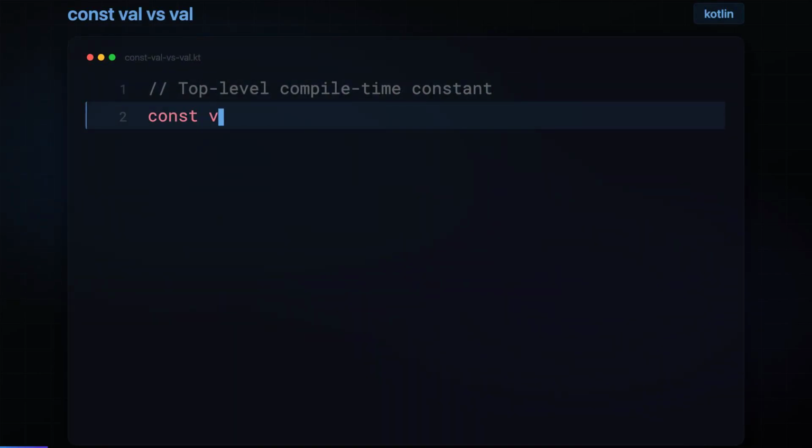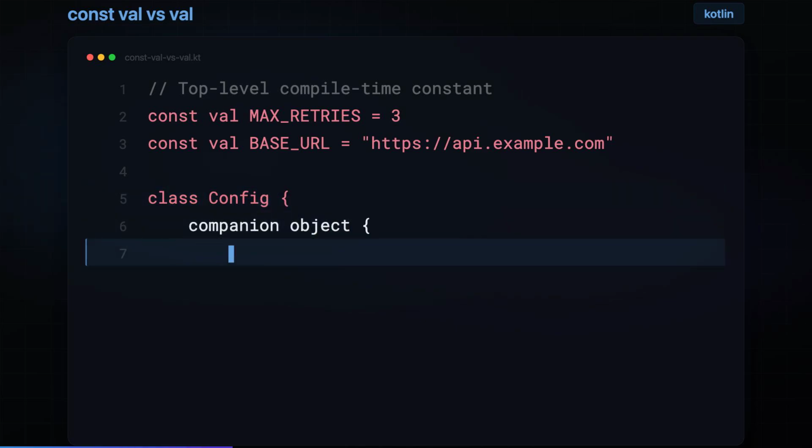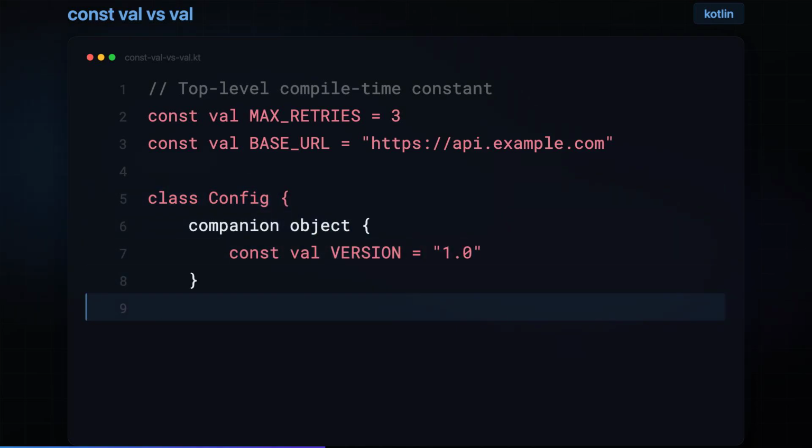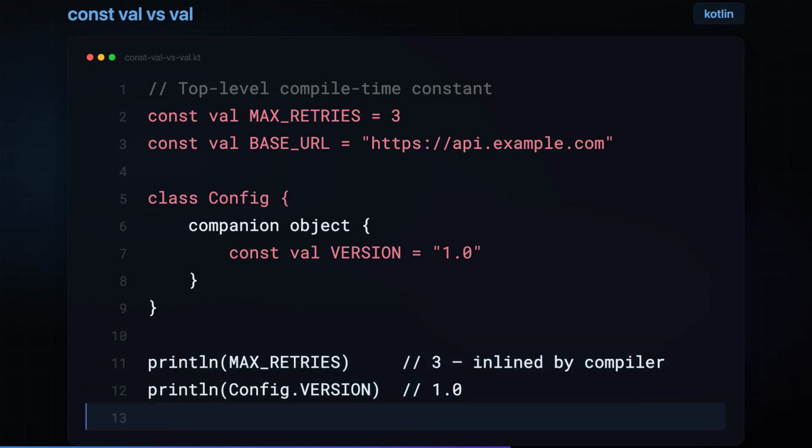Use const val for compile time constants. The value is inlined by the compiler, so there is no property access at runtime. Const val must be at top level or in a companion object, must be a primitive or string, and the value must be known at compile time. Val is for runtime constants.